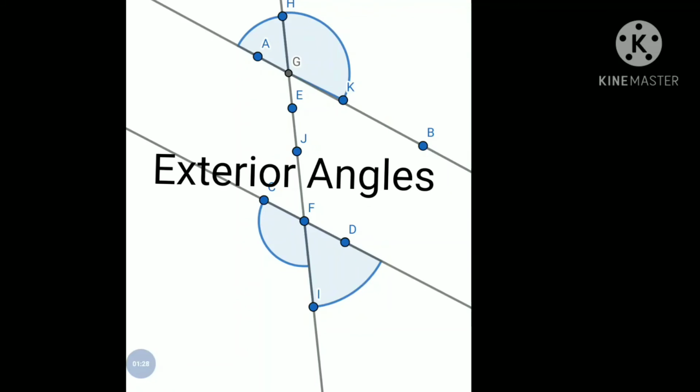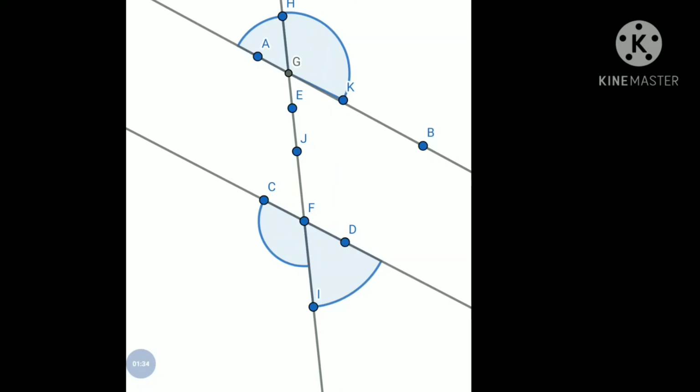Next pair of angles are exterior angles. So draw a figure like this and mark the angles like this. Here two lines are cut by a transversal, and I have marked four angles here. Then what is the property of these angles? Yes, all these angles are outside the lines. Therefore, we call these exterior angles, because these angles lie in the exterior of the lines.